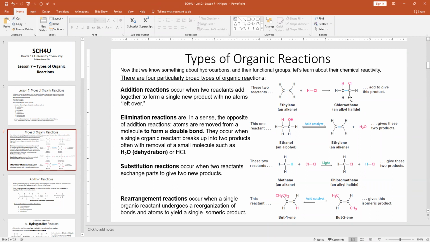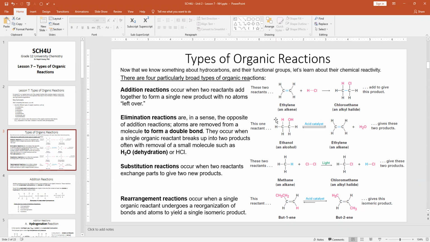And by that, I mean what I have here in this picture, that you have these two reactants. And as the name suggests, you are adding them together to give this product. And there is no second product. There's no other atoms left over. These types of reactions are addition reactions.